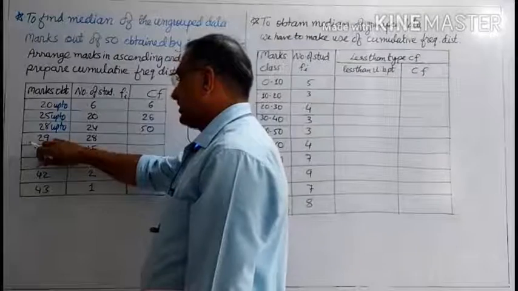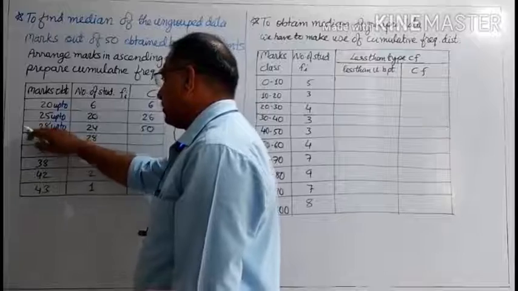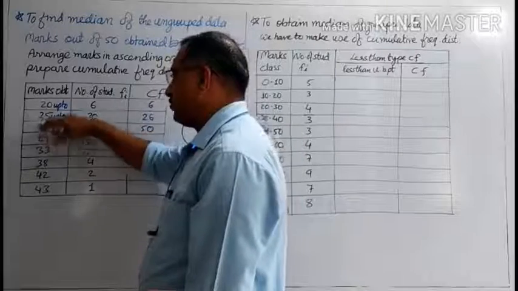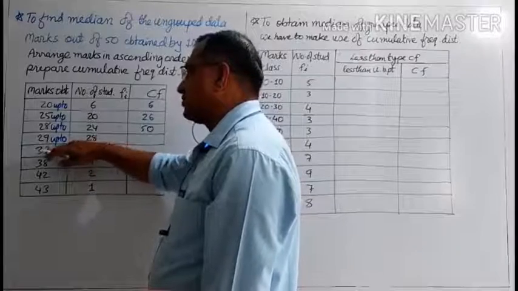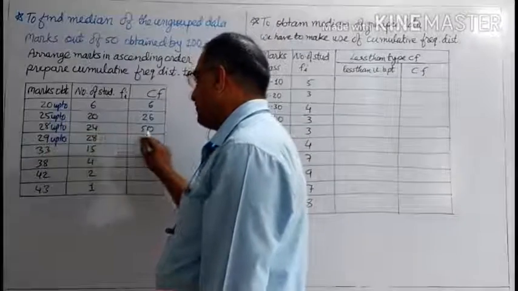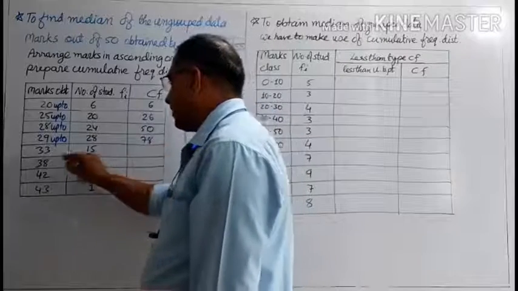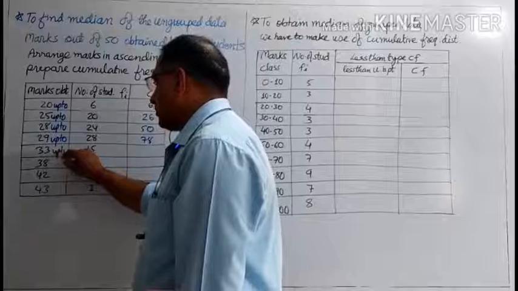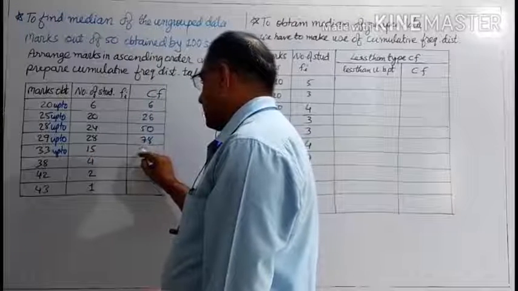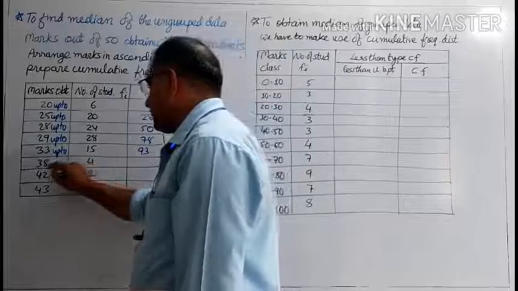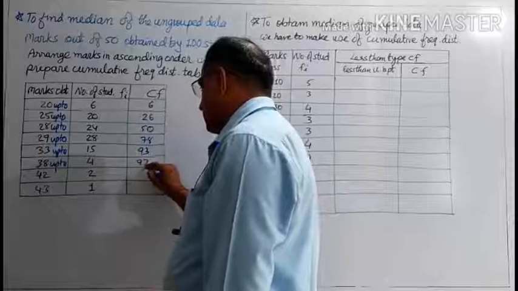Then students having scored marks up to 29. That means already 50 students are there having scored marks, this total sum. So that means all the students having scored marks 29 or less than that. So already 50 are there, this total plus 28, that is 78. Similarly, up to 33 plus 15, so we will get 93. Then up to 38, 4 more students, so 97.